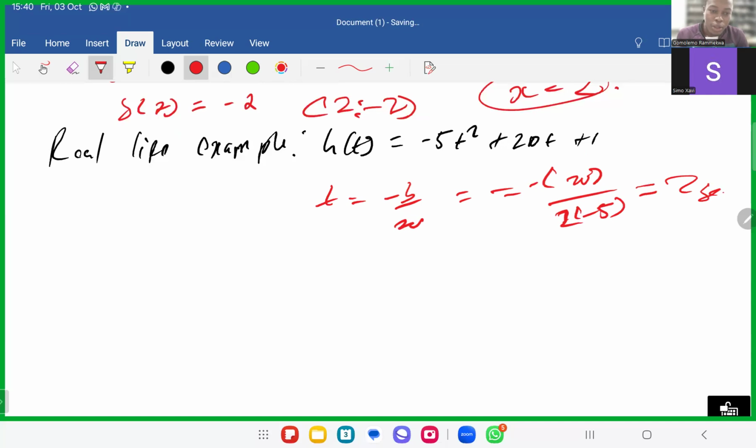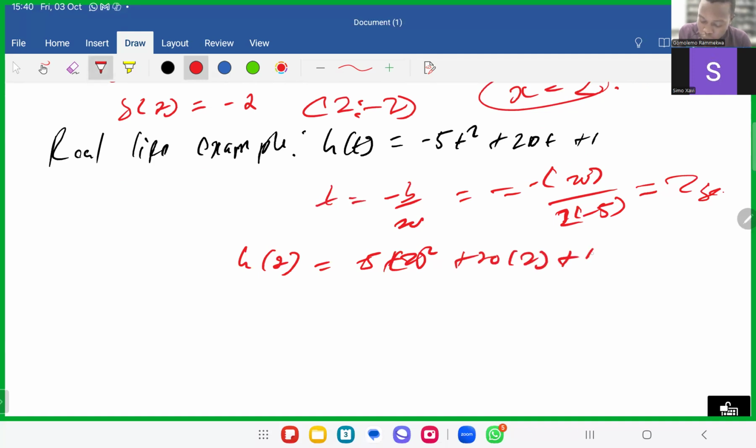And then to find the height at that time, we just use the 2 seconds and substitute it into the original equation. h of 2 is equal to minus 5 times 2 squared plus 20 times 2 plus 1. And then h of 2 is equal to 21 meters.